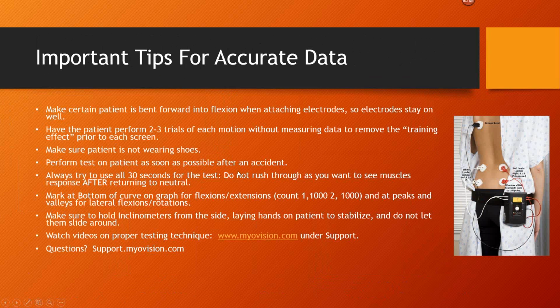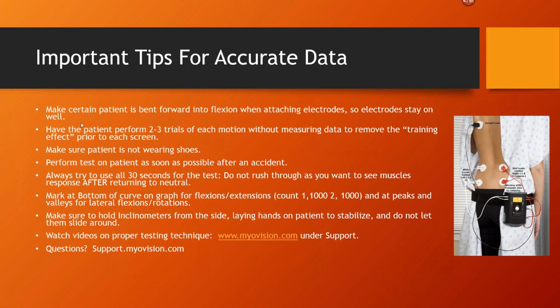So these are important tips for getting accurate data. First of all, make certain the patients bend forward in flexion when attaching electrodes. So that means that the skin's stretched out when you attach them. As you can see on the device, white is for the left, red is for the right. White left, red right. Make sure they're bent forward. If they have trouble staying in the flex position, you can have them put their hands on a chair, mainly so the electrodes stay on.